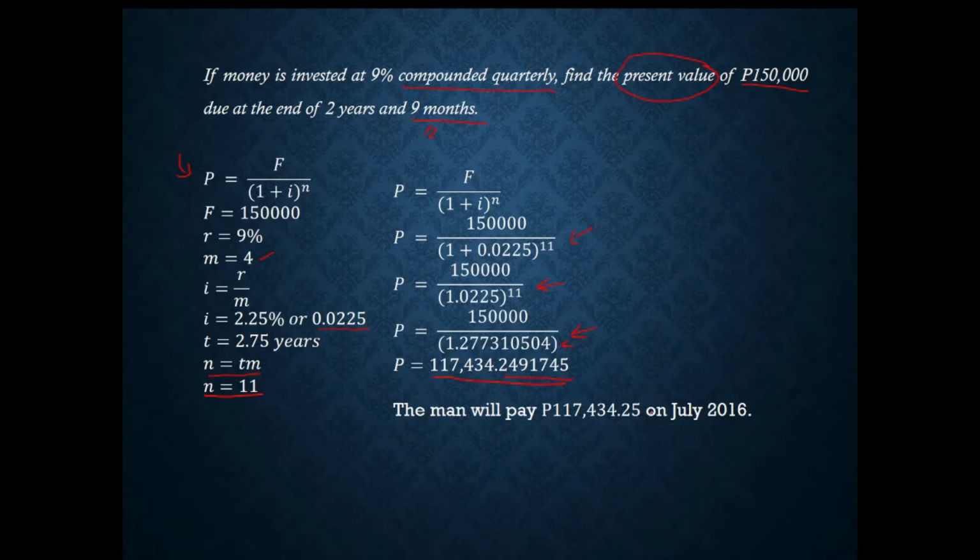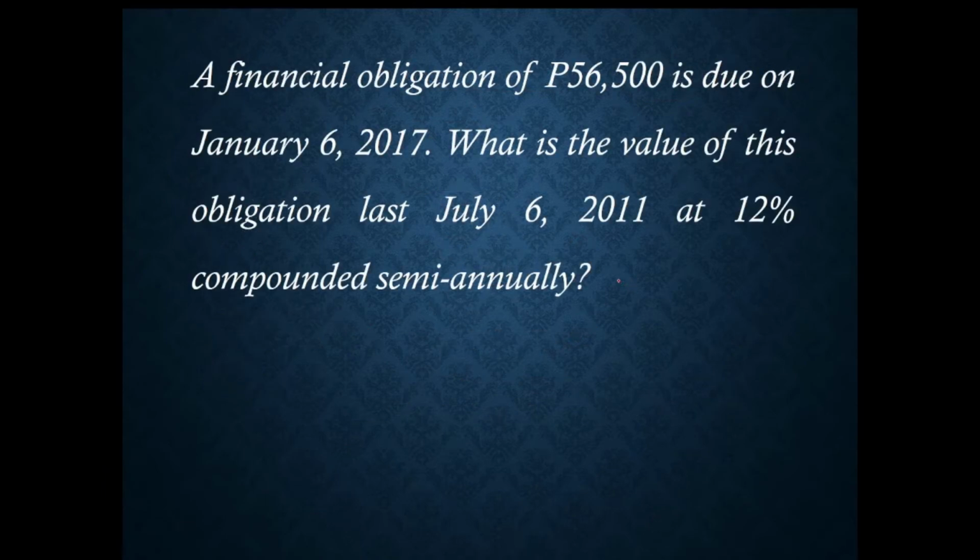117,434.25. Okay, so I'll just disregard this one. I think I've mistakenly copied that from my previous given. However, we still have the correct answer here, which is 117,434.25. Okay, so moving forward, let's have another word problem.